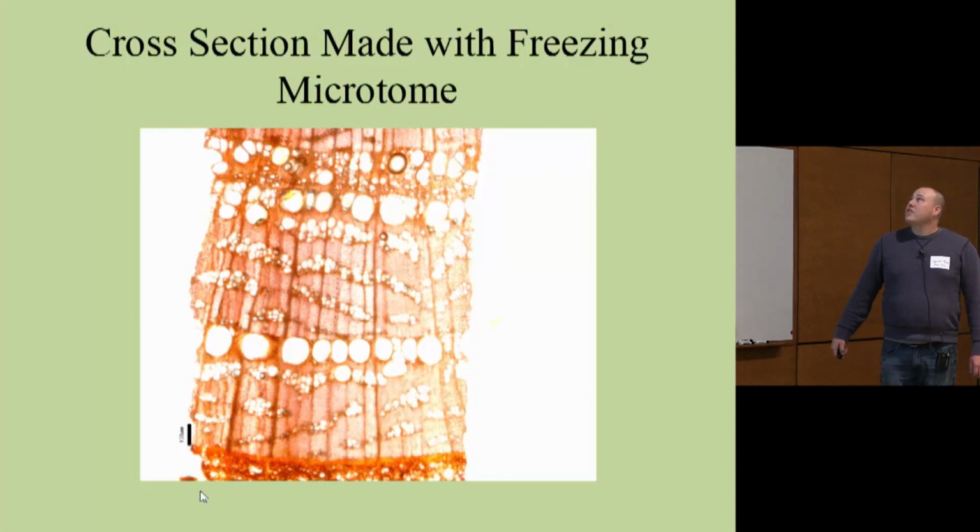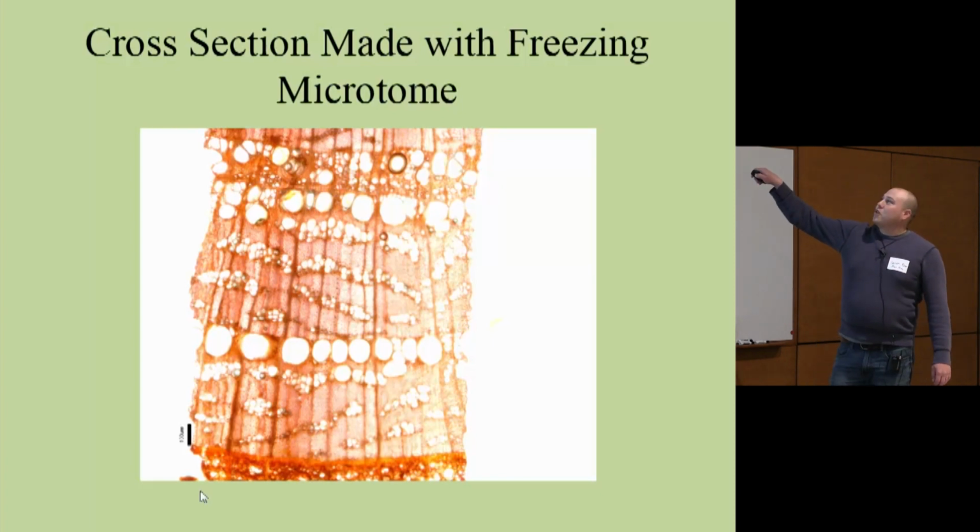Here's a cross section that I made with a freezing microtome. For your tree anatomy here, this would be annual ring 1, annual ring 2, start of annual ring 3. You have early wood here, where in the spring you get large vessels forming, and then later in the year you get these smaller vessels forming.